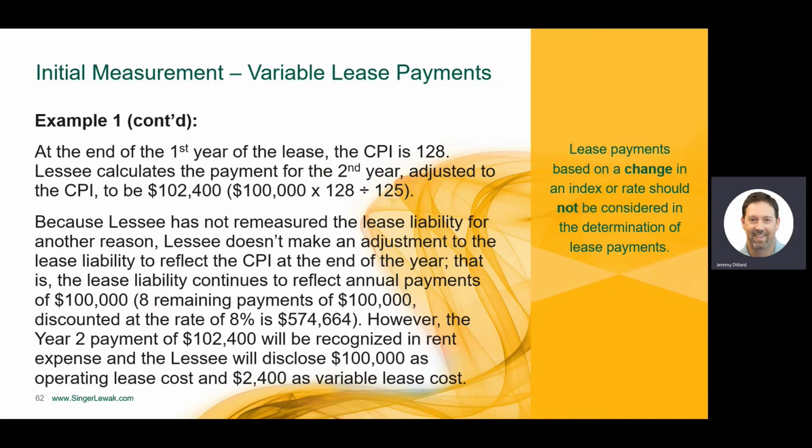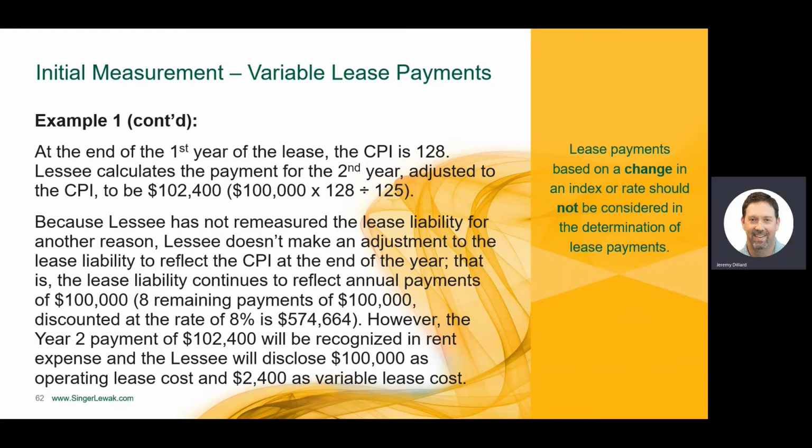Now at the end of year one, the CPI has increased from 125 to 128. That's a 2.4% increase, and the annual lease payment increases from $100,000 to $102,400. Because the company does not have another reason to remeasure the lease liability, it cannot make an adjustment to the lease liability simply for the change in CPI. So the company will recognize $100,000 as fixed lease expense and $2,400 as variable lease expense.